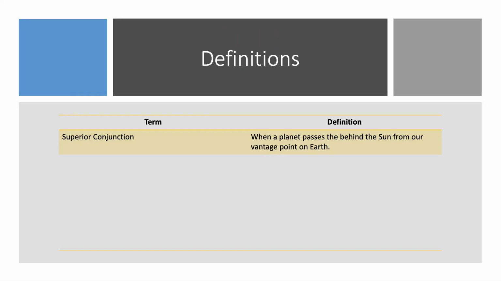So let's take a little look at some definitions first. So a conjunction is when two objects are appearing close together in the night sky. So in terms of the diagrams here, a superior conjunction is when a planet passes behind the sun from our vantage point, or our view on Earth. An inferior conjunction is the opposite, when the planet or object passes in front of the sun from our vantage point on the Earth.